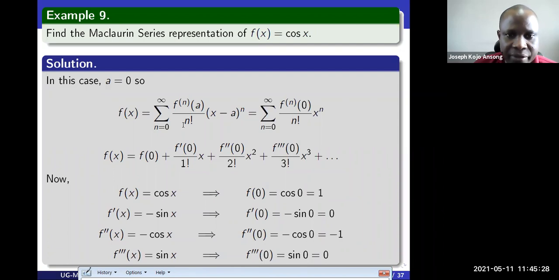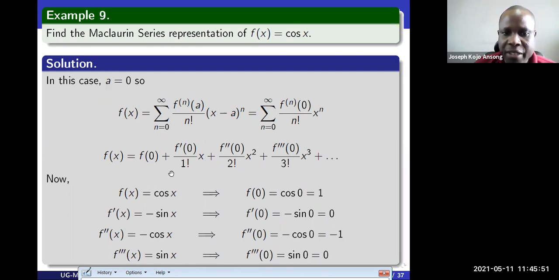So I'm going to have this series here. I replace a with 0. A is 0, so I just have x to the n all over n factorial here. All right, the a is 0. So I need to find the derivatives of the function at 0 in this case. The other one was at pi, okay? And if you expand this, this is what you have. So you find all the different derivatives and put them back in this, okay?